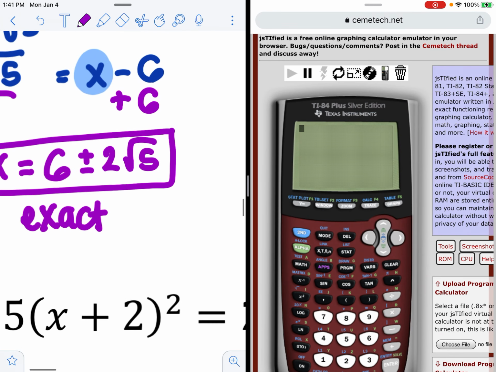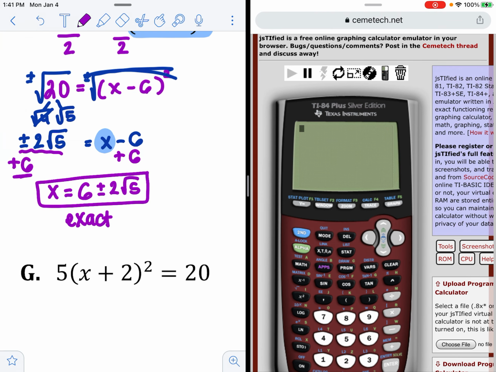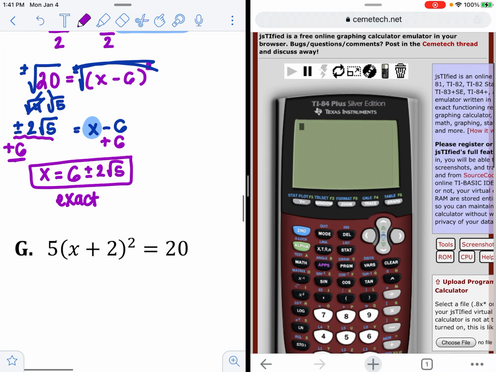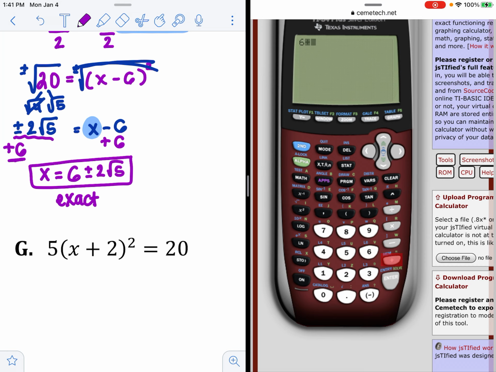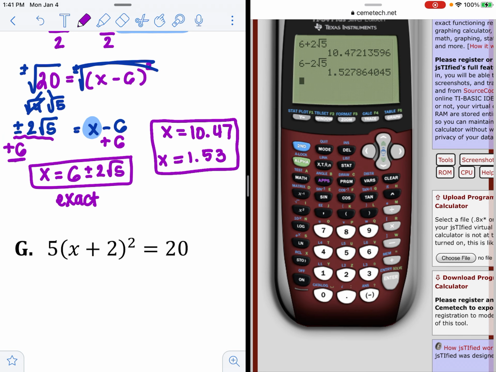So I need to do 6 plus 2 root 5 and 6 minus 2 root 5 in my calculator. Watch how I type it. I'm doing 6 plus 2 and then root 5. That's 6 plus 2 root 5. Enter. That gives me my first decimal answer, which is 10 point, rounded to the nearest hundredth, 47. I also have to do 6 minus 2 root 5, and that gives me 1.53. And there are my 2 answers.